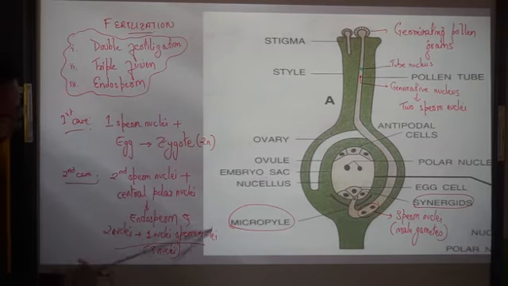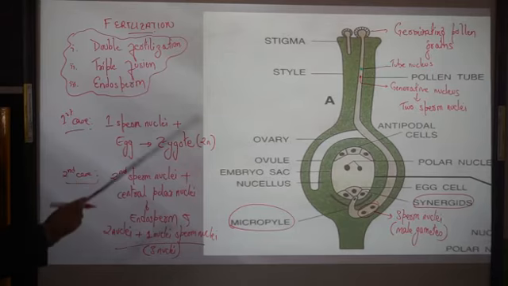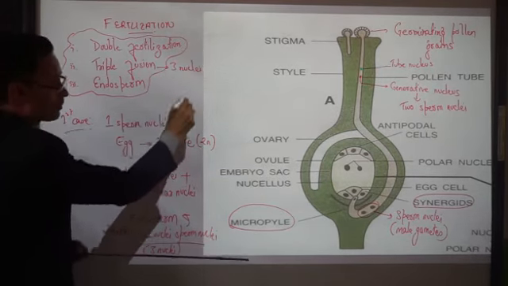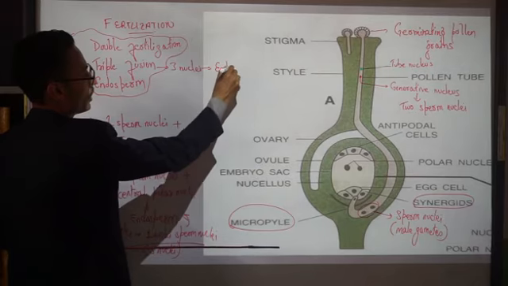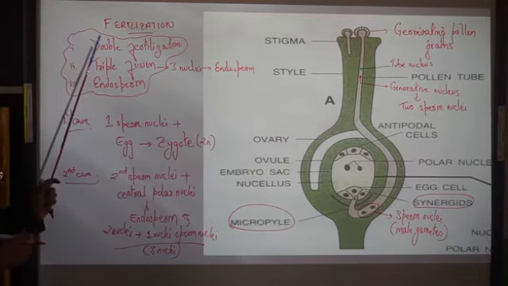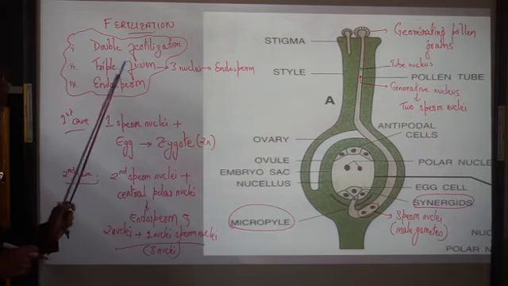So therefore we will call it triple fusion. Here the 3 nuclei are involved in the formation of endosperm. Clear? So you have to go to the topic: what is double fertilization and what is triple fusion?